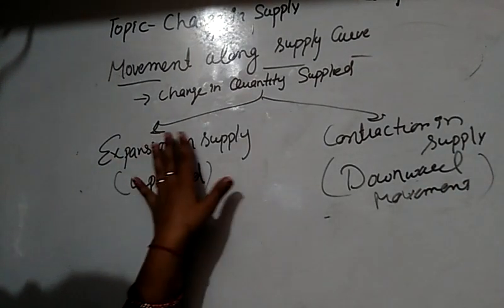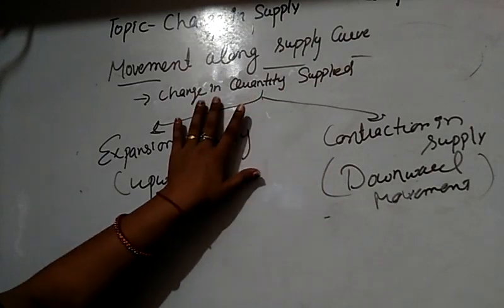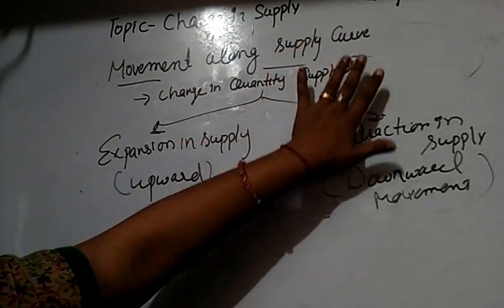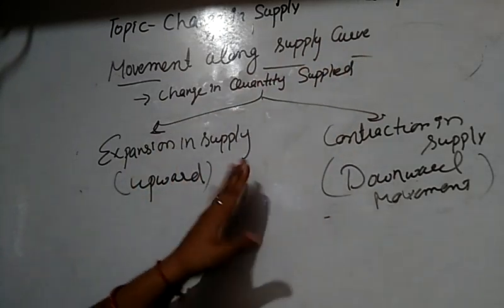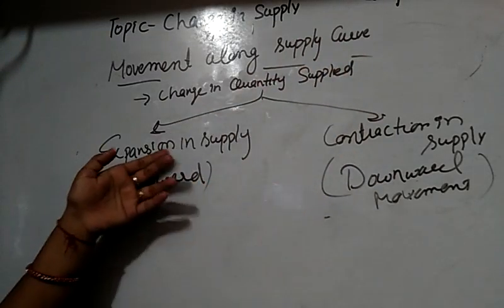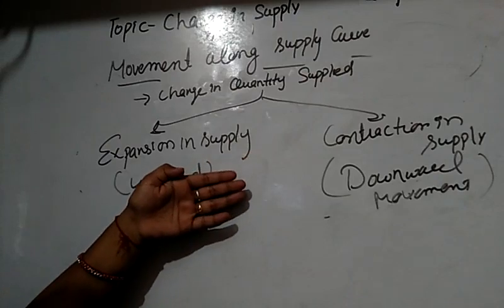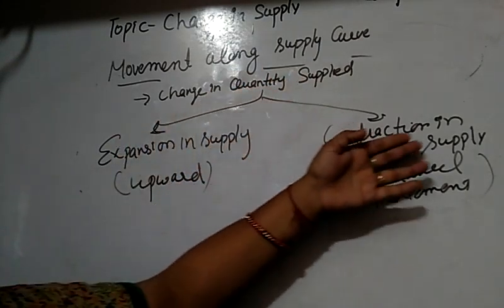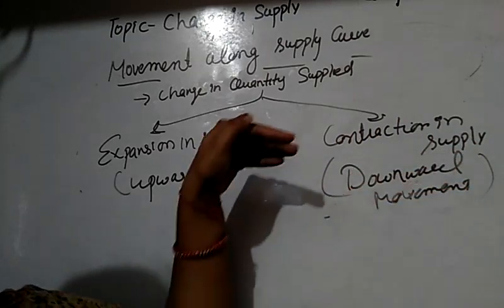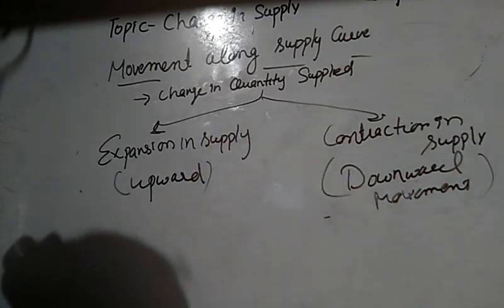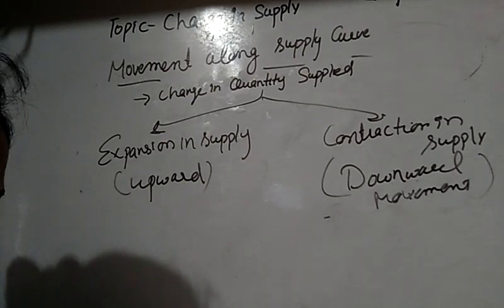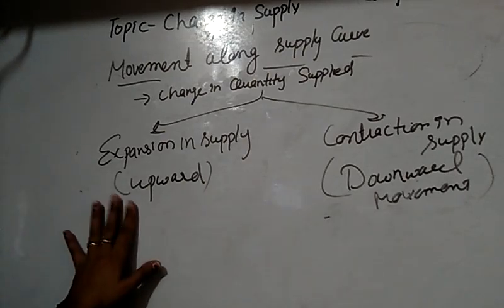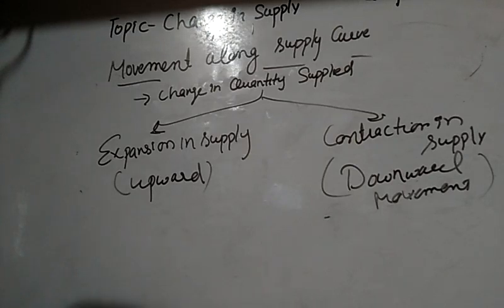So clear, students, movement along supply curve is also known as change in quantity supplied. It can be seen in two ways. Expansion in supply is also called upward movement of supply curve, and contraction in supply is also called downward movement of supply curve. First we discuss the upward movement or expansion of supply curve.